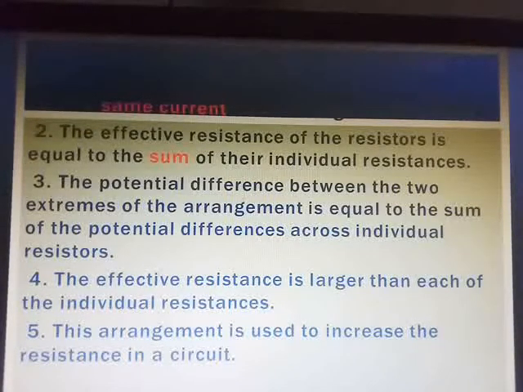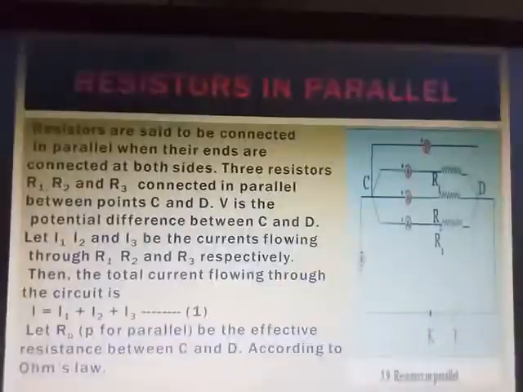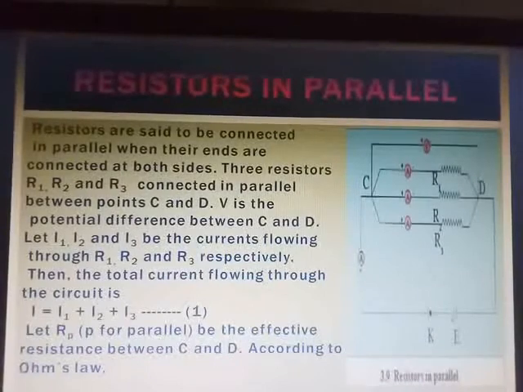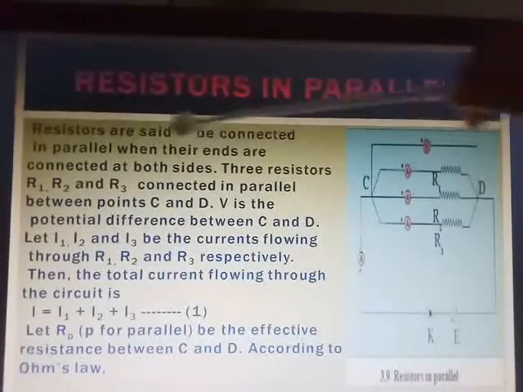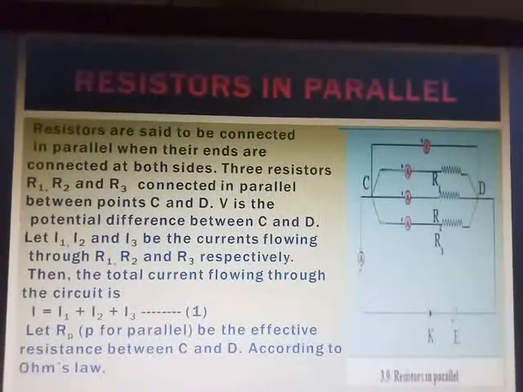Now let us see what expression we obtain when the resistors are connected in parallel. What do you mean by parallel combination? Resistors are said to be connected in parallel when their ends are connected at both the sides. You can see here 3 resistors are connected in parallel between points C and D.